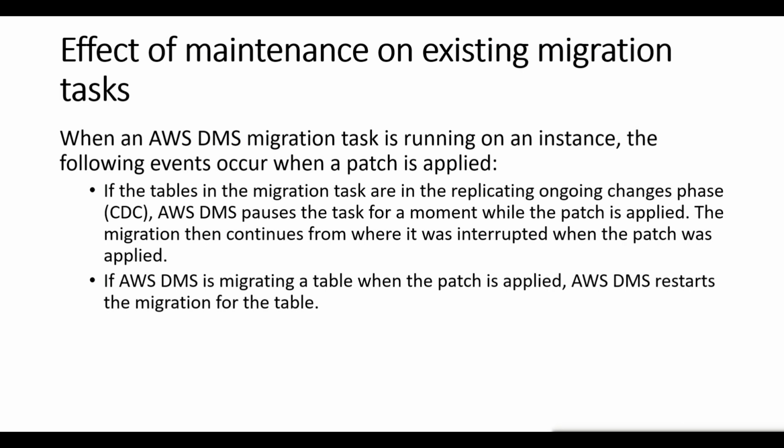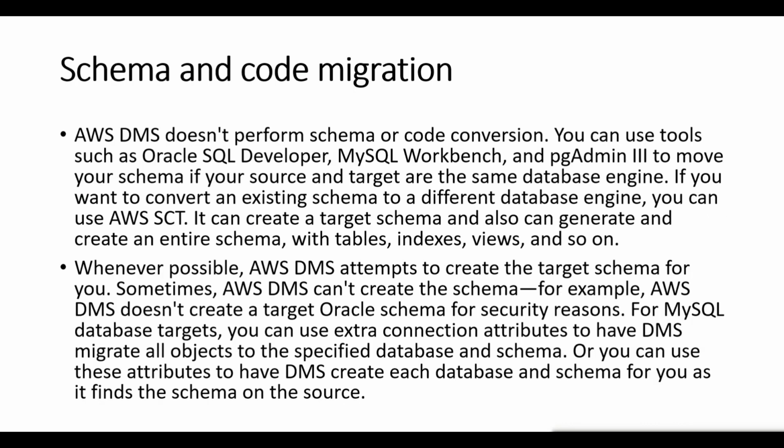So, the effects of maintenance on existing migration tasks. When an AWS DMS migration task is running on an instance and a patch is applied, what happens? If the tables in the migration task are in the replicating ongoing changes phase, AWS DMS pauses the task for a moment while the patch is applied. The migration then continues from where it was interrupted. Or, if AWS DMS is migrating a table when the patch is applied, it restarts the migration for the table.